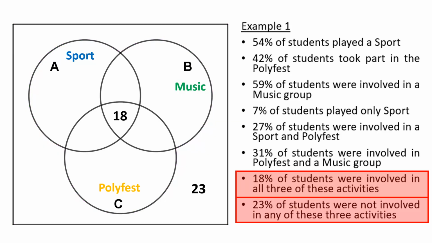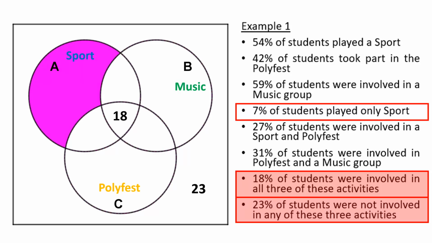All right, well, as I scan around again, I've spotted something here. 7% of students played only sport. So that's this region here, only sport. So we can pop 7 in here and we can cross this information off.